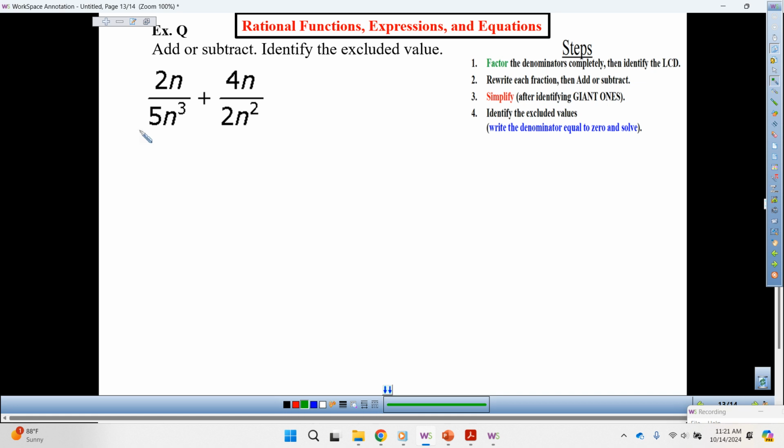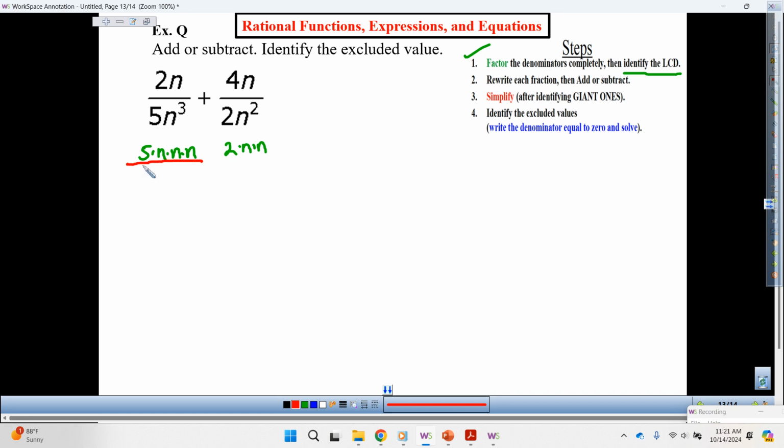Denominator. How can I write this in factored form? Well, 5 times n times n times n. How about this one? 2 times n times n. Are we there so far? All right, well, step 1 is done. But we need to identify the last part, which is what? The common denominator, which means this denominator needs to look the same as this one. It's close, but not quite.